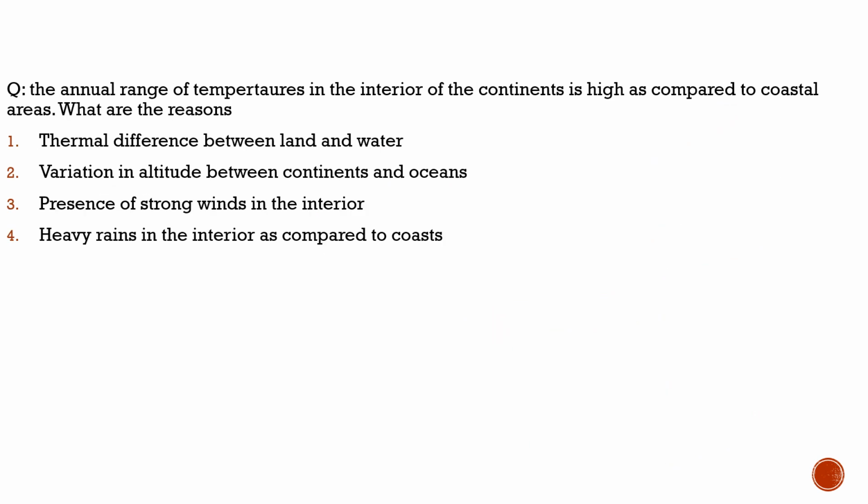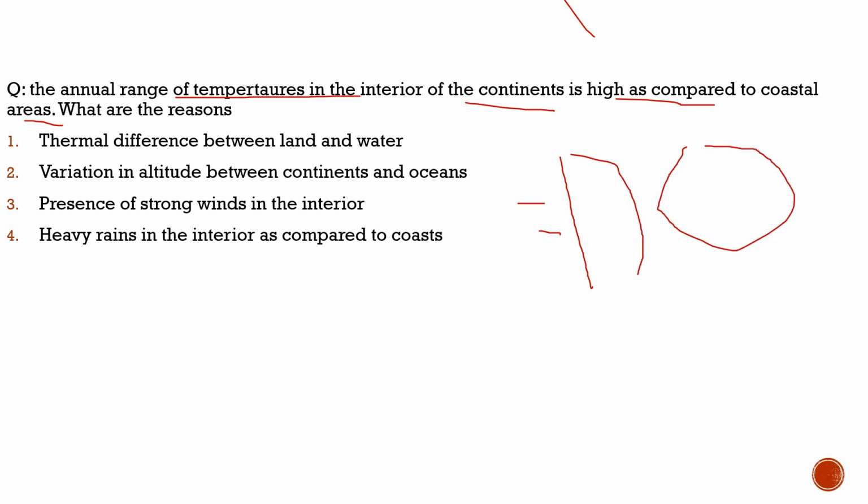Here the question says, the annual range of temperatures in the interior of the continents is high as compared to coastal areas. What are the reasons? Suppose this is the coastal area, this is the sea, this is the coastal area, and this is the interior. The question says that the annual range of temperature in the interior is high as compared to coastal areas. And what could be the reason for that?